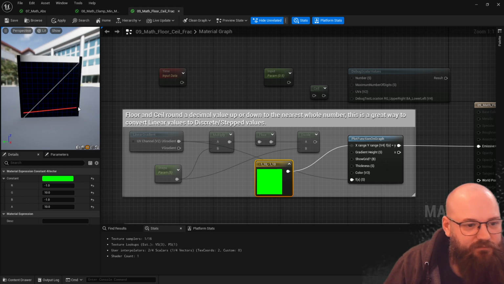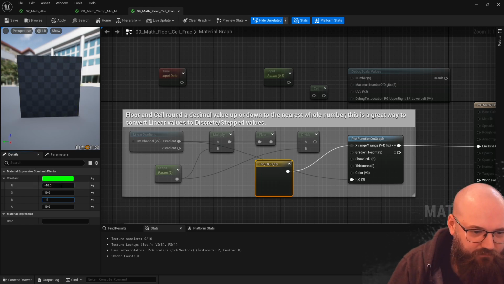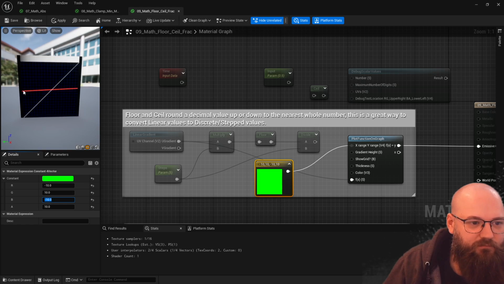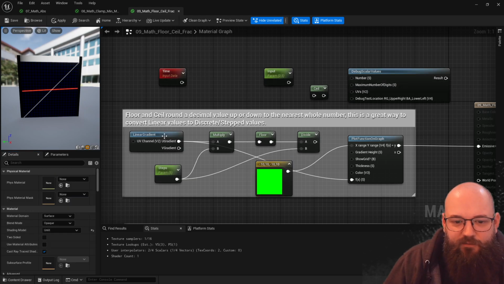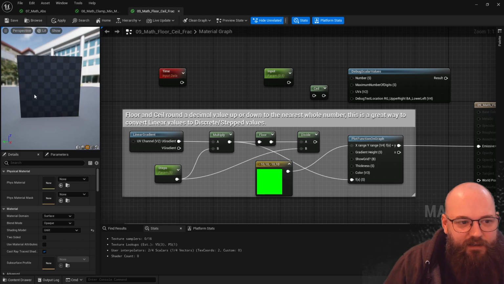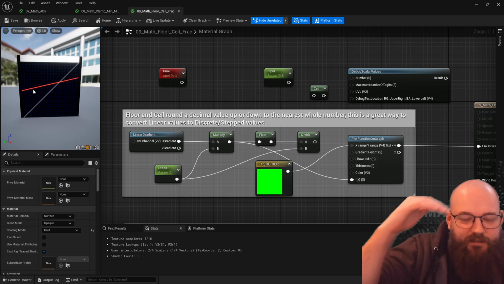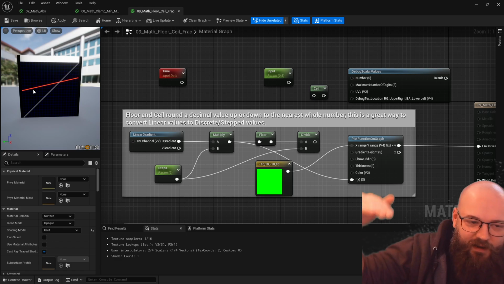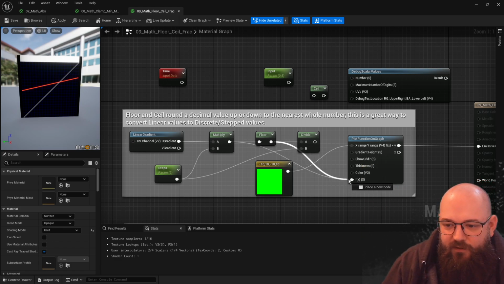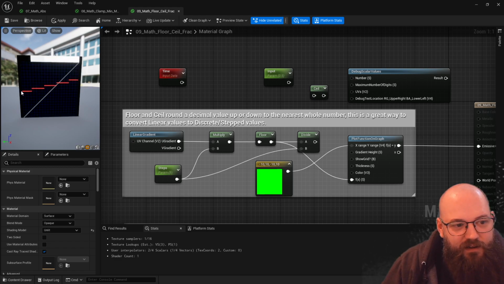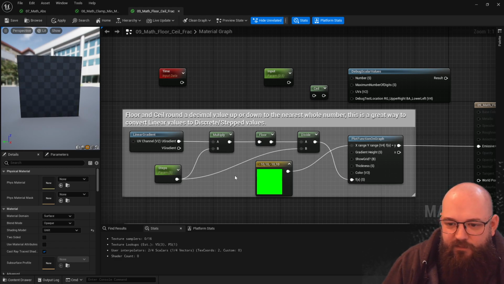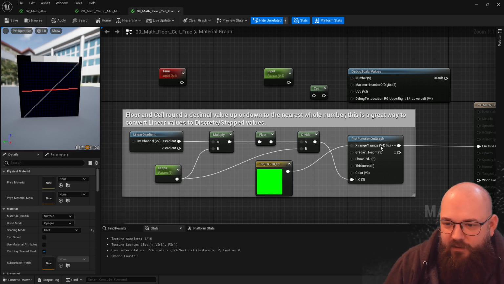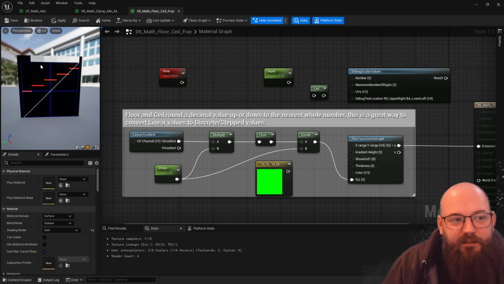0 to 1. Bit hard to see, but this is our kind of linear line moving across. If we then multiply it by a value, it's going to get steeper because we're taking that movement, or that gradient, and making it 5 times steeper. Then we can floor it, and we're going to get discrete values, and we've got 5 of them because that's our number of steps. And then if we divide back down, that brings it back to that 0 to 1. So hopefully that makes sense.